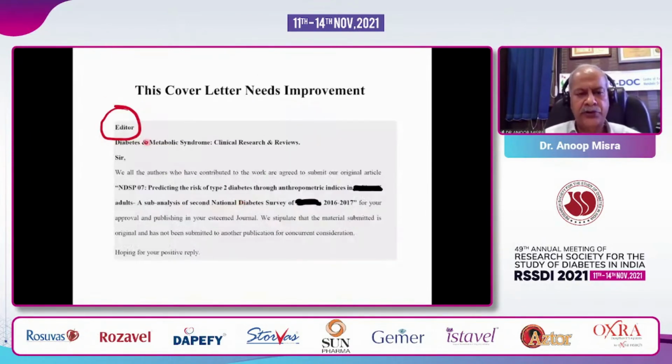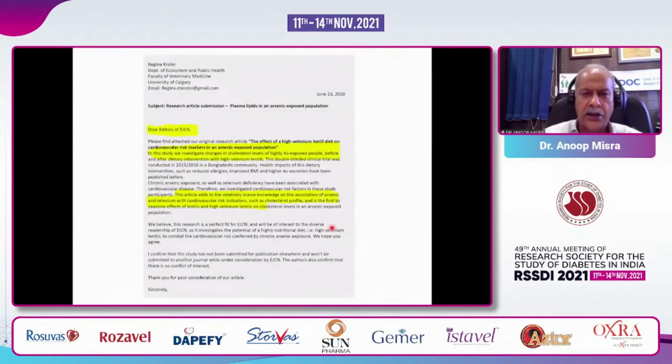Look at this. This came to my journal. Editor, Diabetes Metabolic Syndrome, Clinical Research. "Sir, this is what we want to submit." Least impressive. Least impressive. This came to European Journal of Clinical Nutrition. Name of the author, subject. "Dear editors of EJCN, we are using high selenium lentil diet because of this and this. There is no knowledge previously," et cetera. The only thing wrong with this is that the editor's name, Professor R. John, is fictitious. MD, Department of Endocrinology, University of Sheffield, UK. "Dear Professor John." This is the way to write a cover letter.